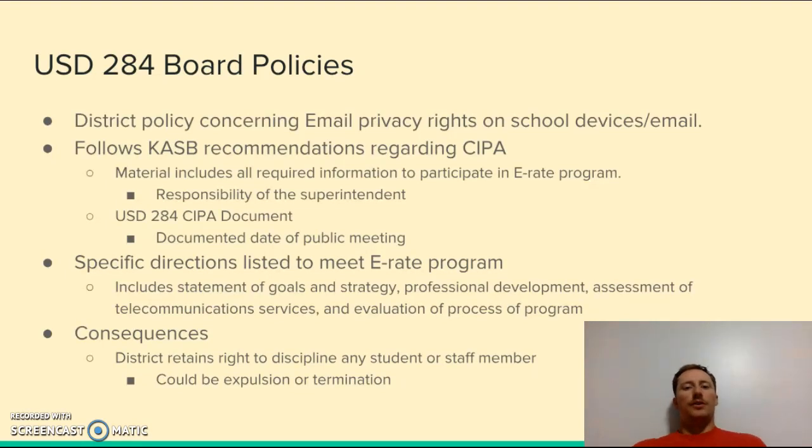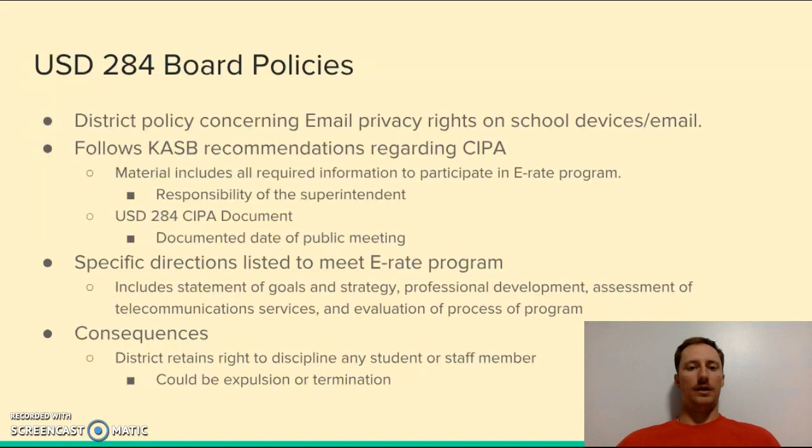Our district policy concerning email privacy rights when on school devices and email actually states in our board policy that students, teachers, and staff should not expect any privacy rights if it is on a school device or school email. Those things are all susceptible to staff members or administration looking into that. If certain issues arise, the students do not have individual rights or privacy rights when it comes to school equipment.